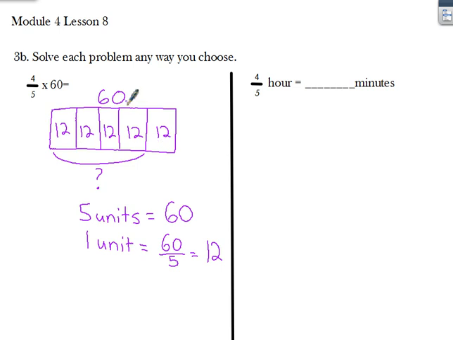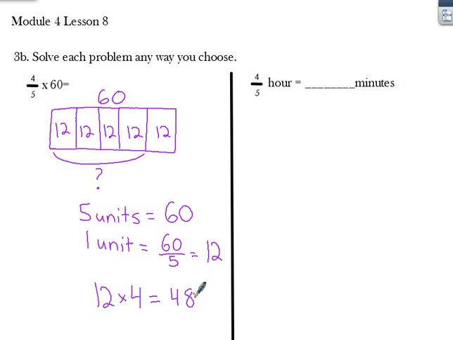But the problem's asking me how much is 4/5 of 60. So I don't want one section of 5, I want 4 sections. So I take my 12 for one section and multiply by 4 to get 4 sections. And that makes 4/5 of 60 equal to 48. Now the second way I'm going to show you is through the actual equation.